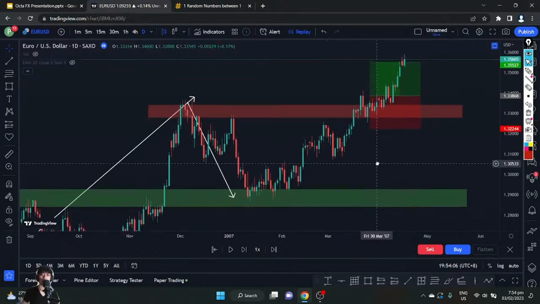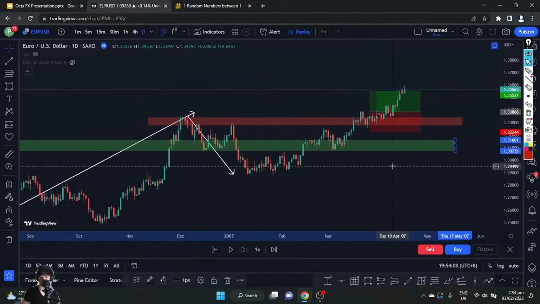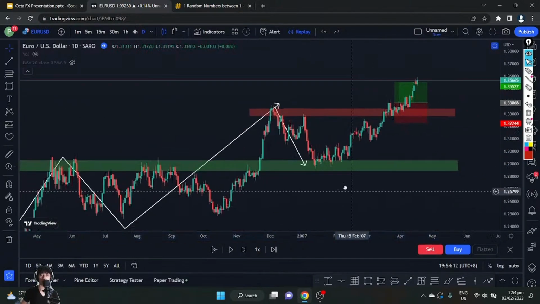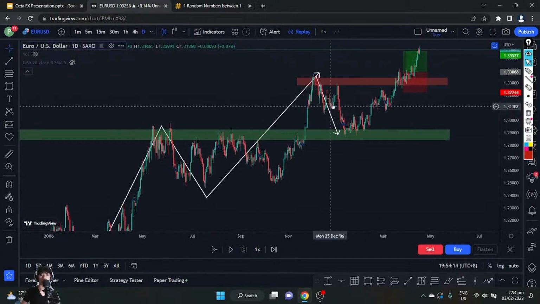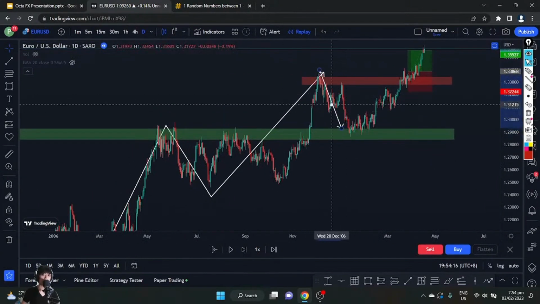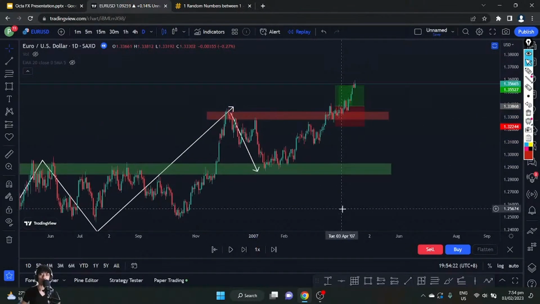So again, if you don't want buying on a pullback, this move right here is what we call a pullback. If you don't want buying on the pullback, what you can do instead is to look for a breakout.